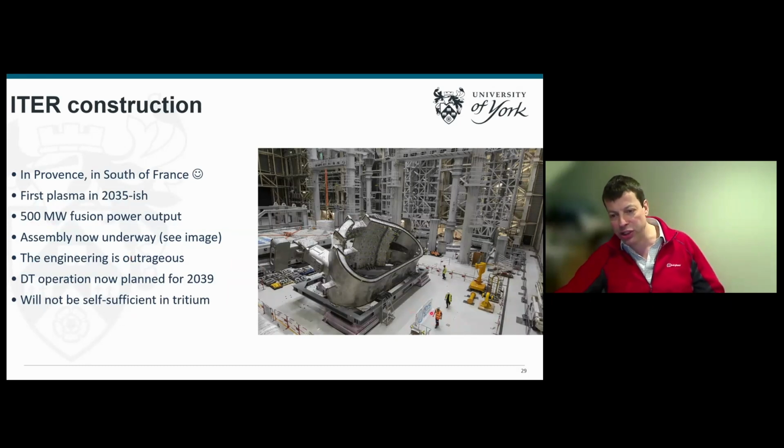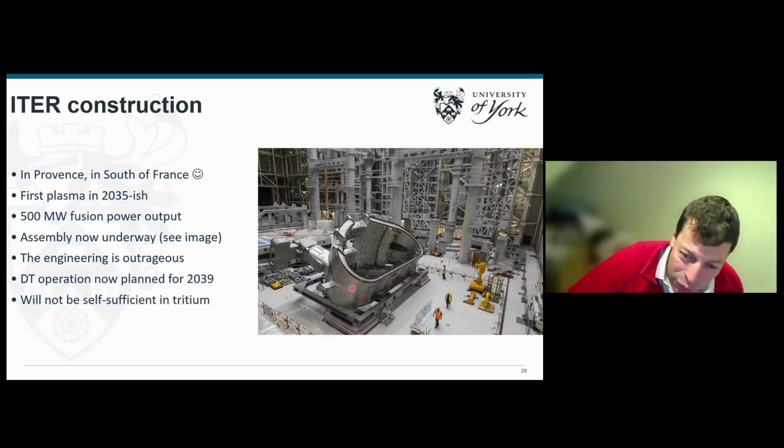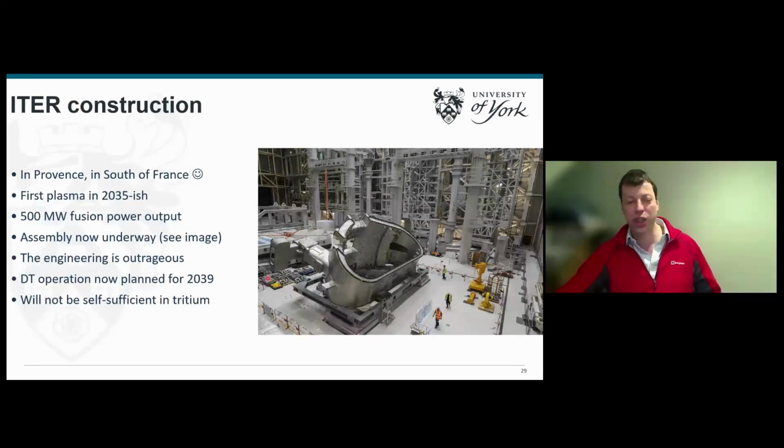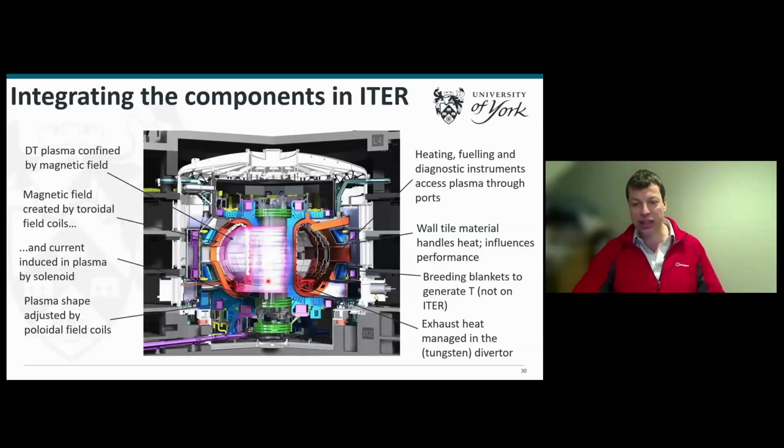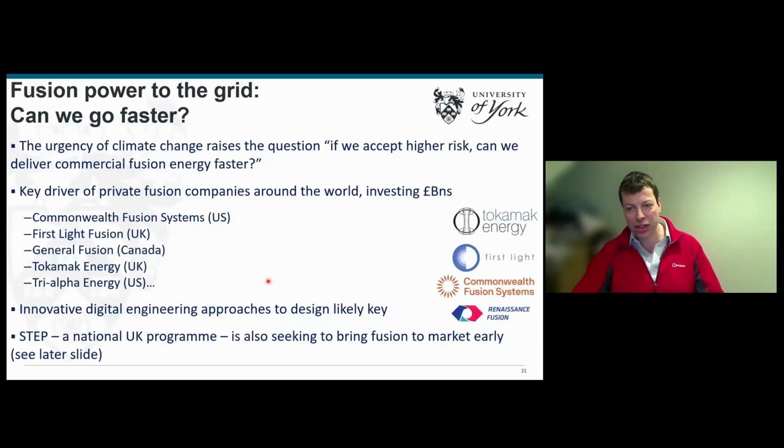The engineering is outrageous. This is like something off Moonraker, right? Here are some engineers, these are real people. This is an artist's impression. This is, I think, one twelfth, or is it one eighth? One twelfth, I think, of the vacuum vessel. The engineering is just absolutely outrageous. One of the challenges, particularly with ITER, is we've got to stick all the different bits together. I'm not going to go through them in detail, but integration of the components is a real challenge. Can we go faster?